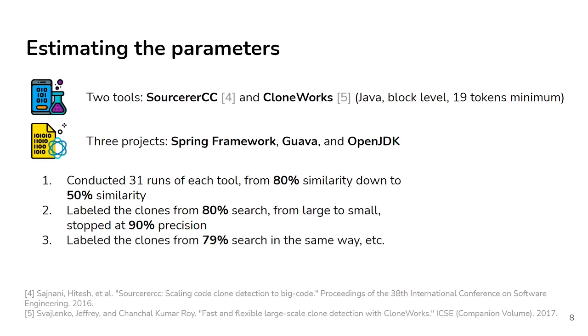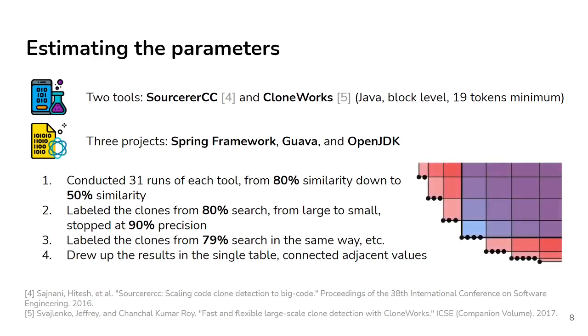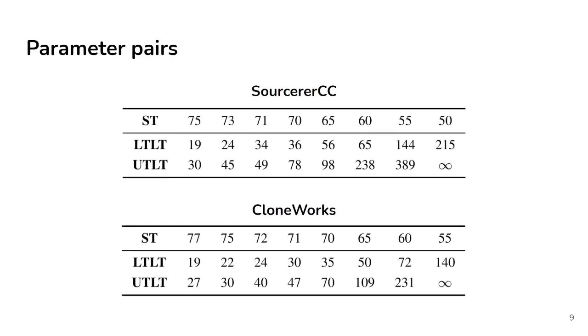On the next step, we took the results of the next search at 79% and repeated the process. When all the searches were labeled, we drew the token length thresholds in a single table, and if adjacent similarity thresholds had the same lower token length threshold, we only left the least similar ones, as visualized in this figure. Finally, we calculated the upper token length thresholds. In this slide, we can see that the resulting parametric curves for the tools look similar to one another. Also, the least similar search has no upper limit because it has no next search, but this should not present a problem because there are not many code fragments this large.